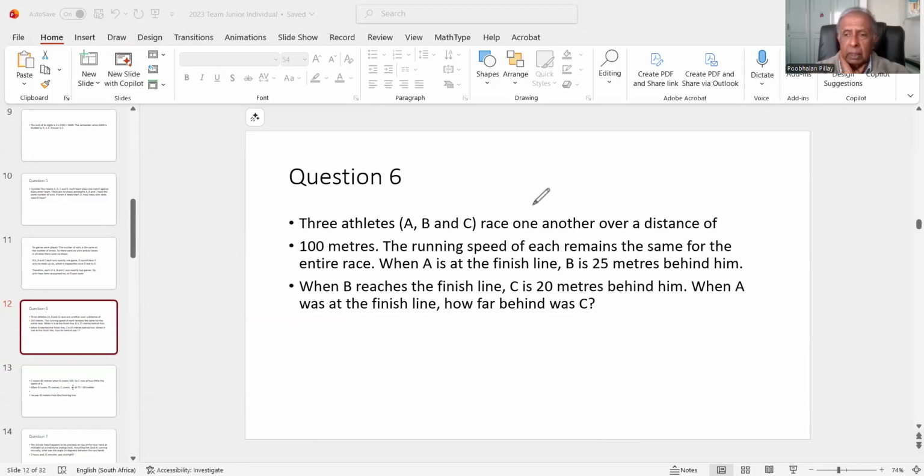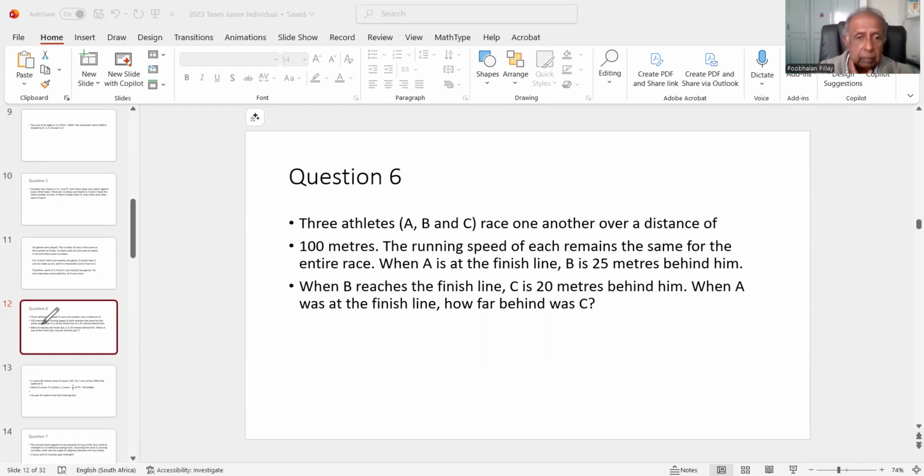So when B covers 75, then 4/5 of 75 is 60. 5 goes in 75 15 times, and so that's 60. So the answer here is actually C would have been 60 meters and the answer is 40. All right. So sorry about that. You can just correct that.